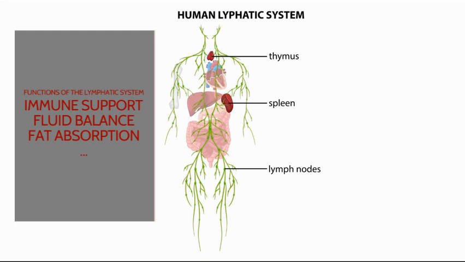And finally, the lymphatic system is involved in fat absorption. It aids in the absorption of dietary fats in the small intestine and then transports those to the bloodstream.